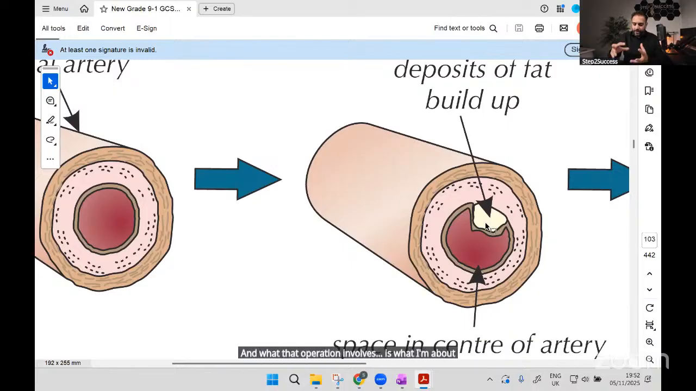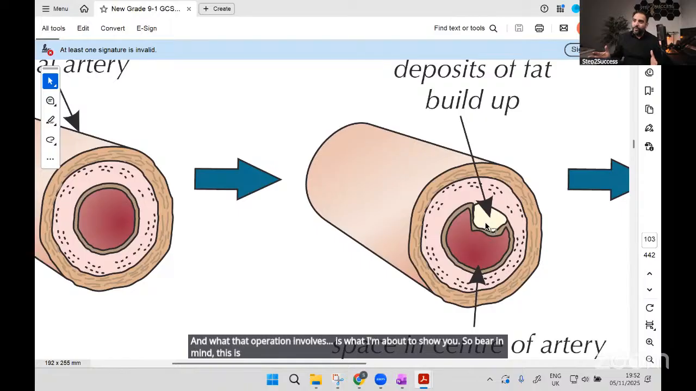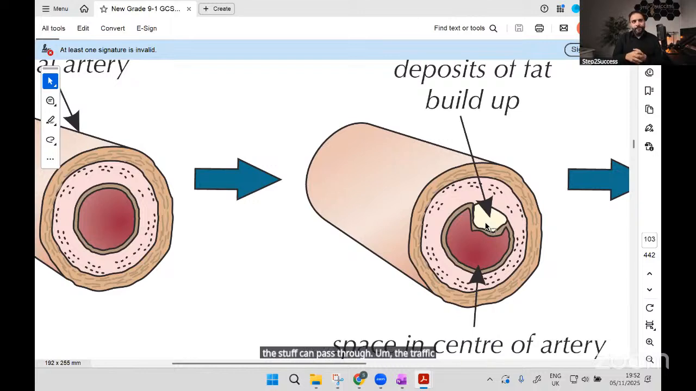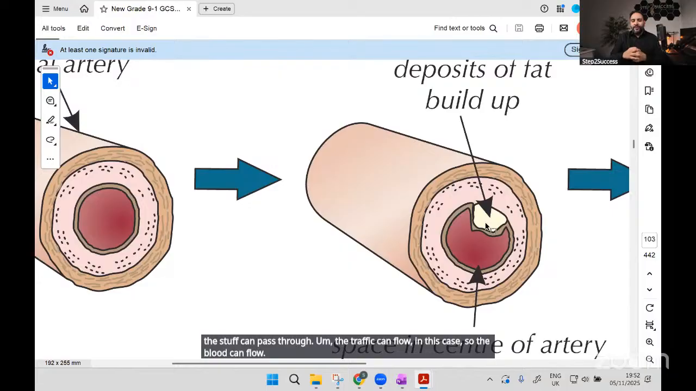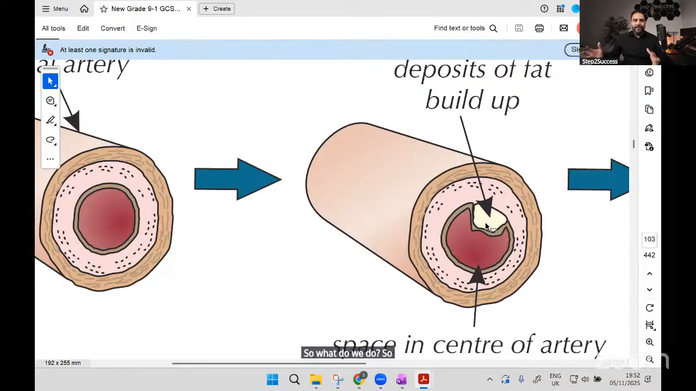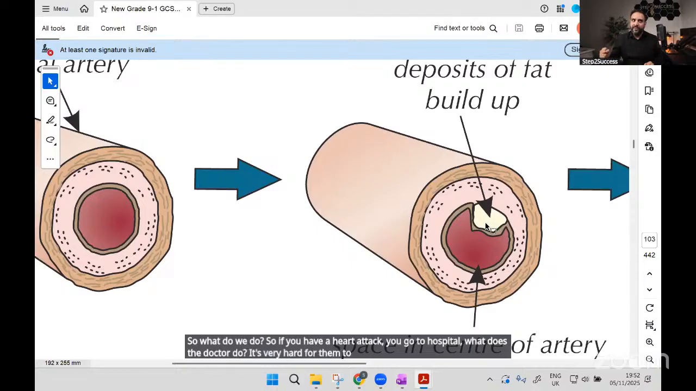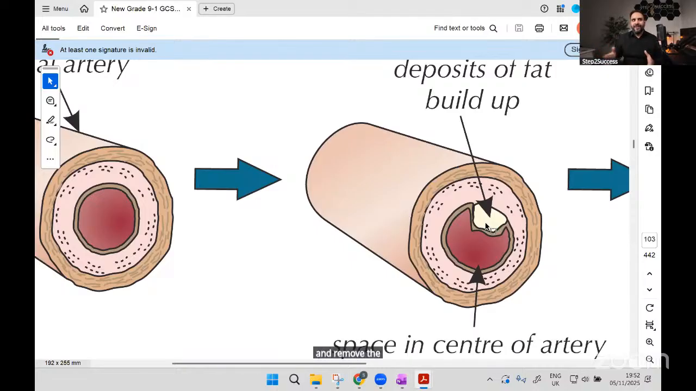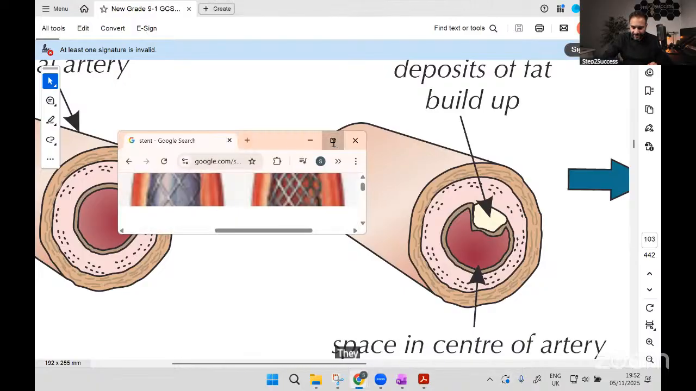So bear in mind, this is getting blocked. It's like imagine a road and there's lots of stuff in it. You need to clear it so that the stuff can pass through. The traffic can flow. In this case, so the blood can flow. So what do we do? If you have a heart attack, you go to hospital, what does the doctor do? It's very hard for them to go into here and remove the fat because it's too intricate. So what they do, I will get to this very quickly, they use something called a stent.